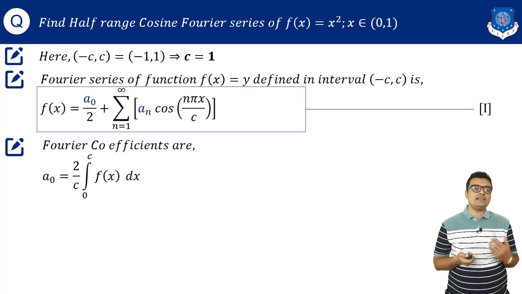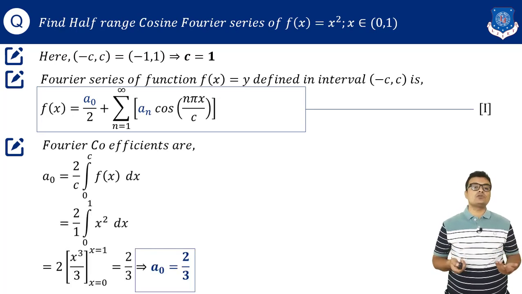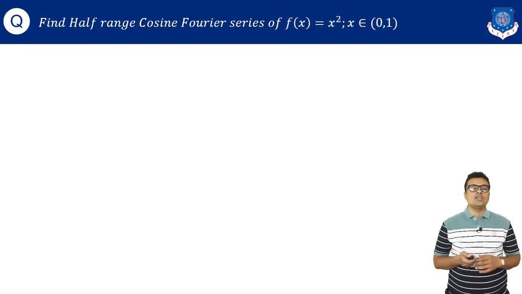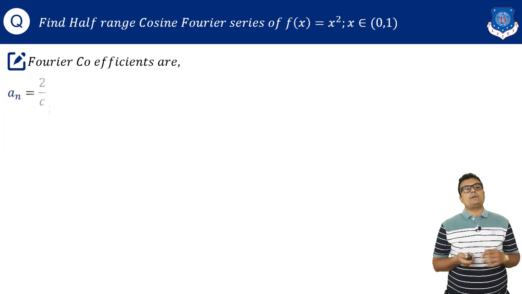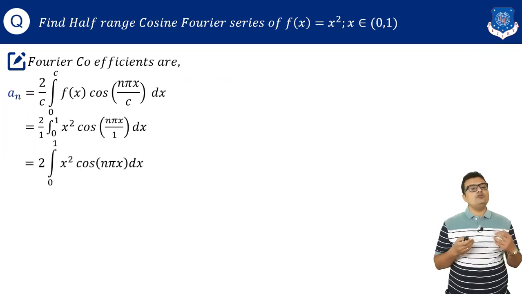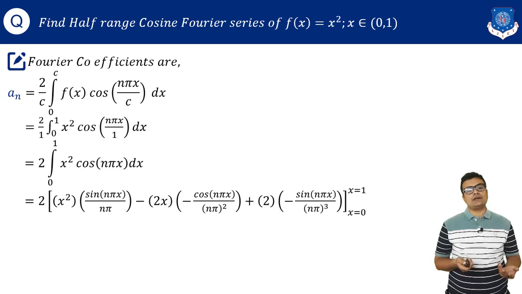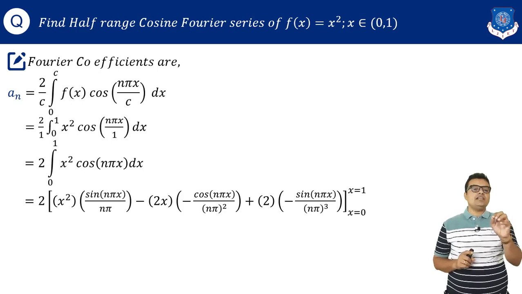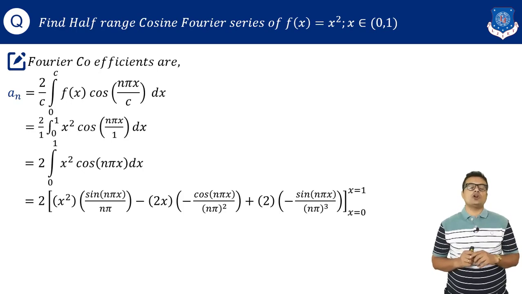So the value of a0 is 2 by c, integral 0 to c of f of x. So it is 2 by 1, integral 0 to 1 of x square. The answer of the coefficient is 2 by 3. Now what will happen if I consider the value of an? The value of an will come with the help of the Leibniz rule. It is x square into cos n pi x. I am taking the Leibniz rule. Here again the first bracket is for derivative, the second is for integration. We know how to deal with this situation. I am taking u equal to x square and v equal to cos n pi x.